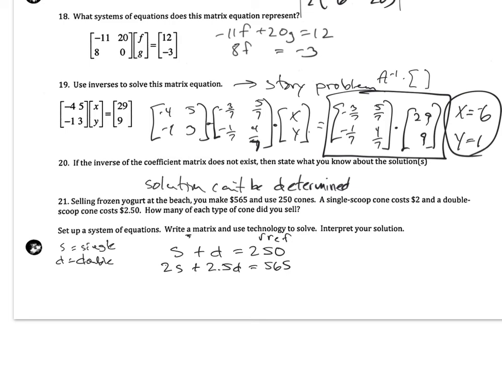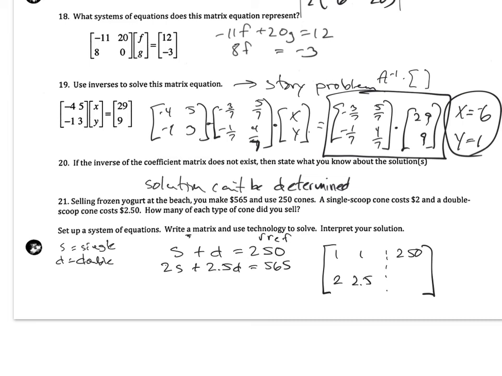Now, when you write the matrix, you're really trying to get rid of as many decimal values as you can. So you don't really want to write 2.50. You're trying to shorten up these numbers to keep it real simple. This will be an augmented matrix. If you want the dotted line, then put that on there.